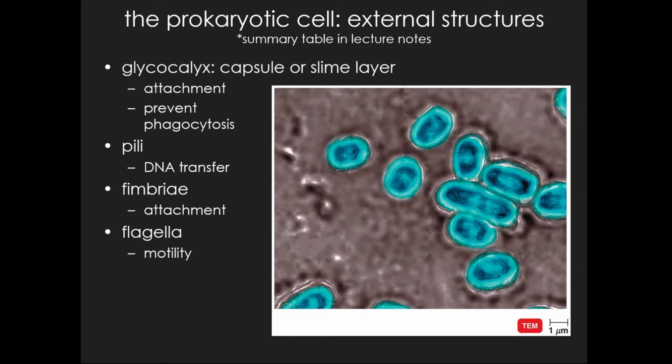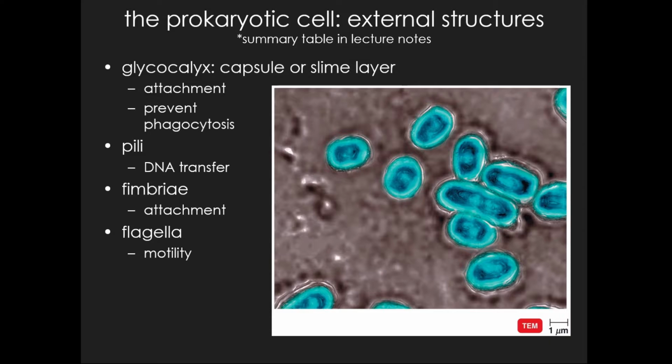If that glycocalyx is less organized and just sort of oozes out from the cell, it's called a slime layer. So capsules and slime layers are both kinds of glycocalyces. Both of them are used by cells to attach to a substrate. So regardless of whether you're talking about a human pathogen or an environmental bacterium, they can attach to a substrate in their environment, which is kind of their preferred way of doing things.